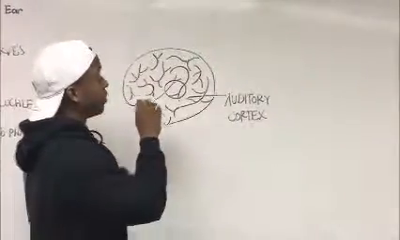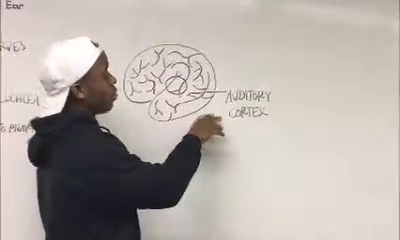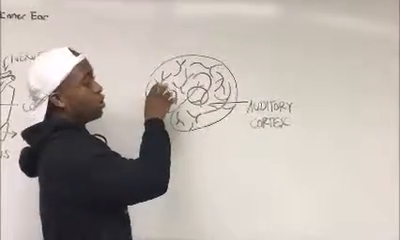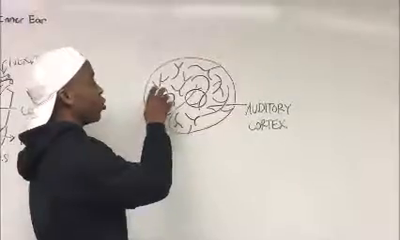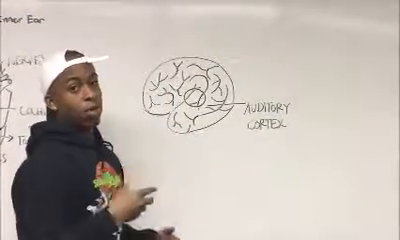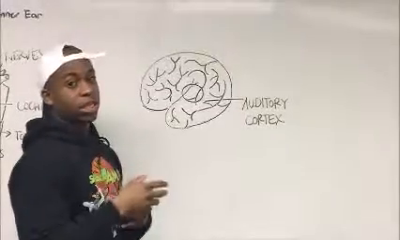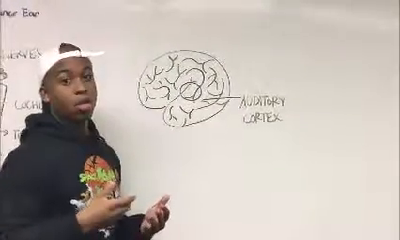After the signals are processed, they move to the frontal lobes of the cerebral cortex, and that's where the final sound processing system takes place, and that is how you hear things.